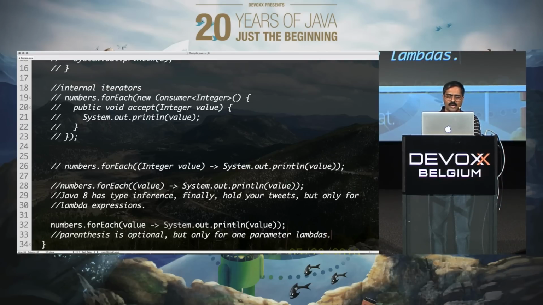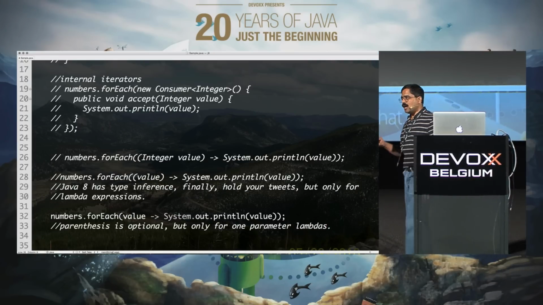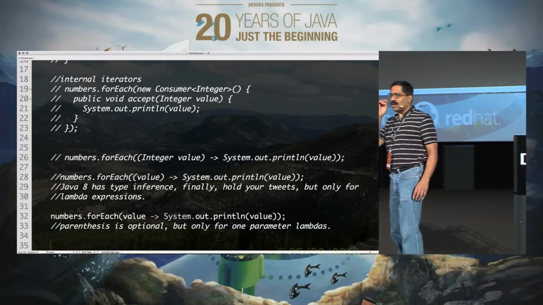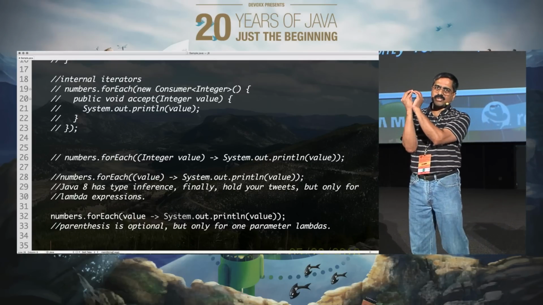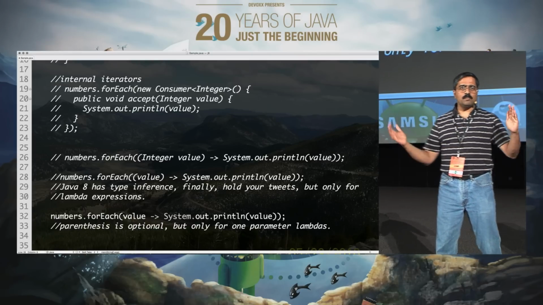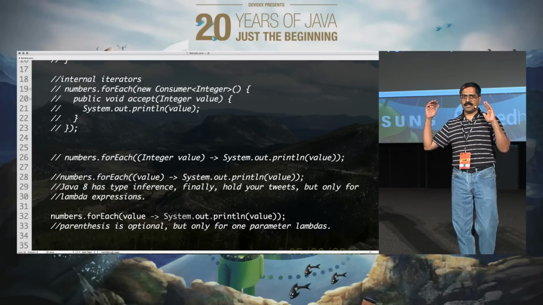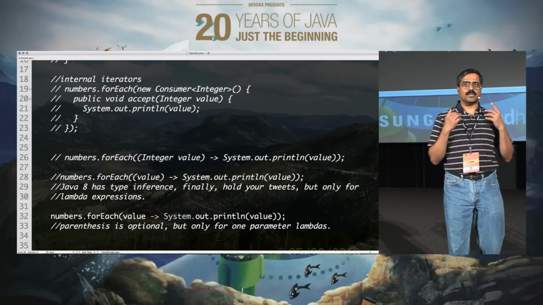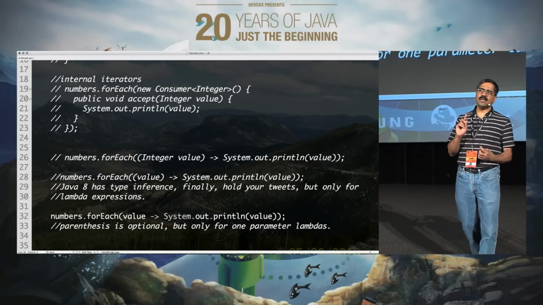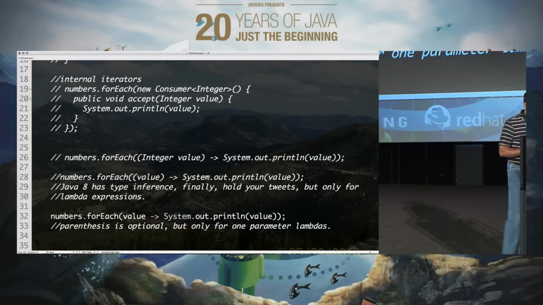So in other words, if a lambda has no parameter at all, you have to put an empty parenthesis. If a lambda has two parameters or three or more, you have to put the parentheses around it. So that is required only for a single parameter. This is optional. You can be done with it. So it's kind of like the 80-20 rule.